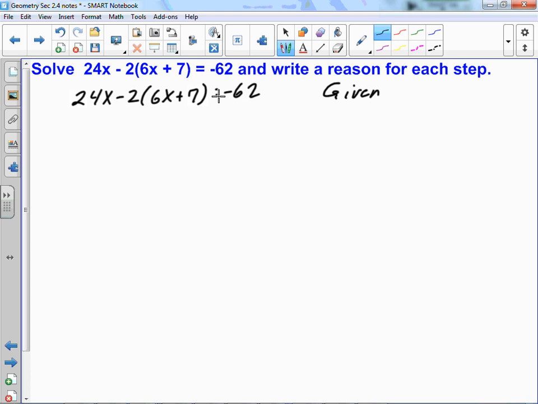So then we have parentheses and a number outside the parentheses, so we're going to multiply everything in the parentheses by negative 2. And when we do that, negative 2 times 6x is going to give us negative 12x. Negative 2 times 7, negative 14, so it's negative 62. And we call that the distributive property.